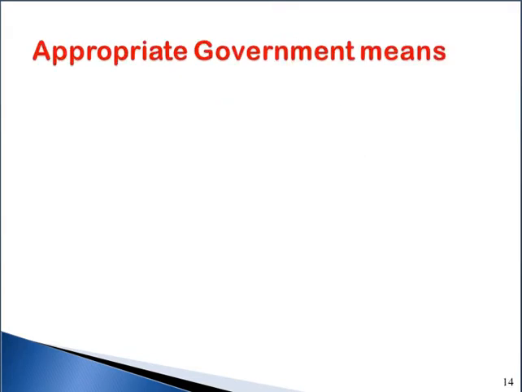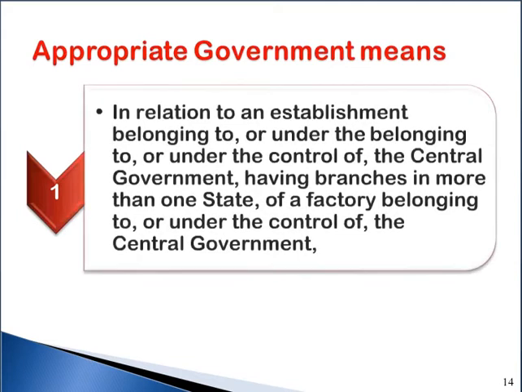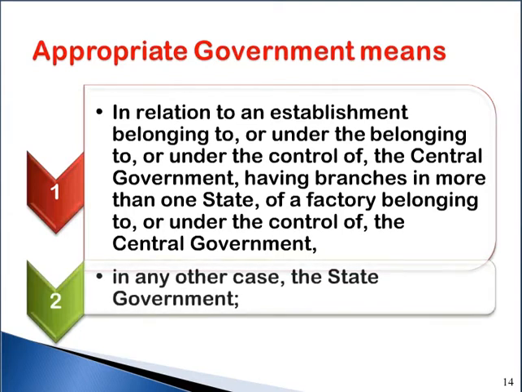The next definition is that of appropriate government. The Act specifies appropriate government in two parts. In the first part, it states that in relation to an establishment belonging to or under the control of the central government, having branches in more than one state, of a factory belonging to or under the control of the central government, of a major port, mine, oil field or railway company, the central government shall be the appropriate government, and in any other cases, the state government shall be considered as the appropriate government.